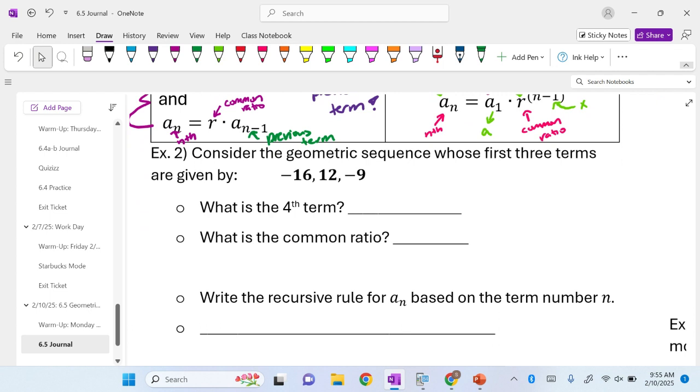So what number am I multiplying to get from negative 16 to 12 and then from 12 to negative 9? So guys, I should be seeing everyone using their calculators trying to figure this out. If you don't have a calculator, grab it.